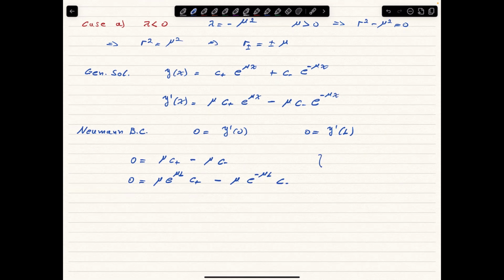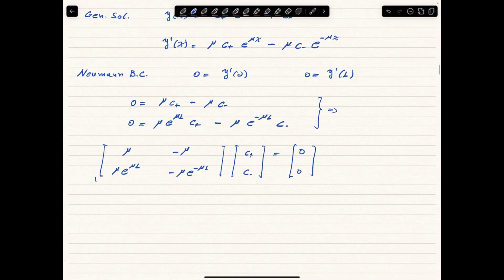Well, this is a linear system of equations for the constants c plus and c minus, which has the following coefficient matrix: 1, 1, mu, negative mu, and down here we have mu exponential mu L, and here we have minus mu exponential negative mu L. These coefficients multiply the constants c plus and c minus, and all that has to be equal to 0, 0. This is what we need to solve.